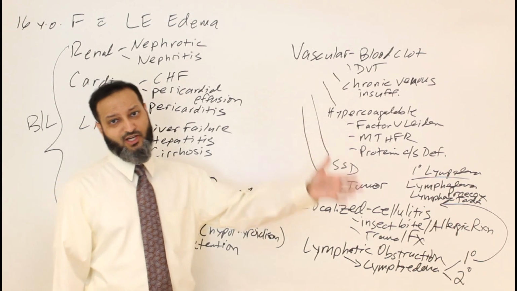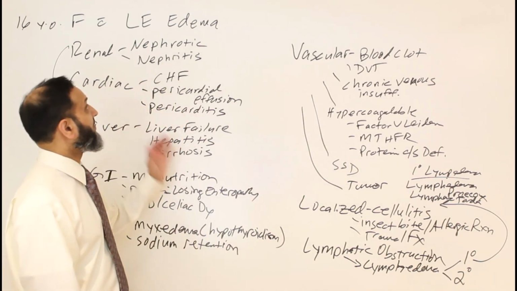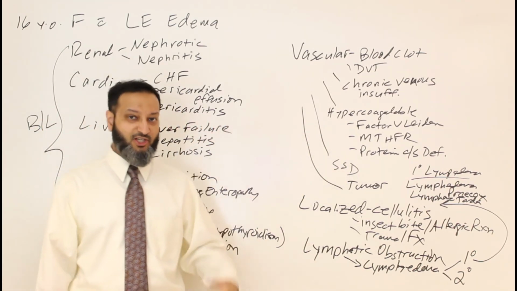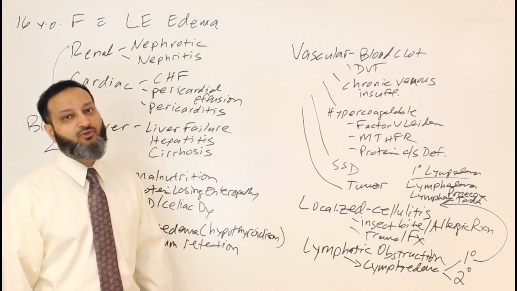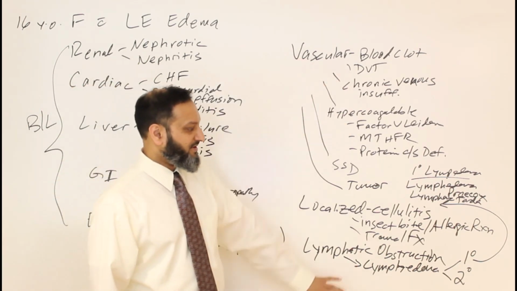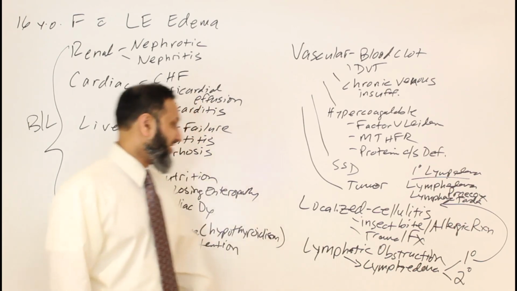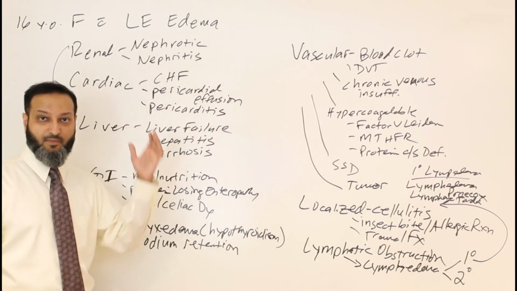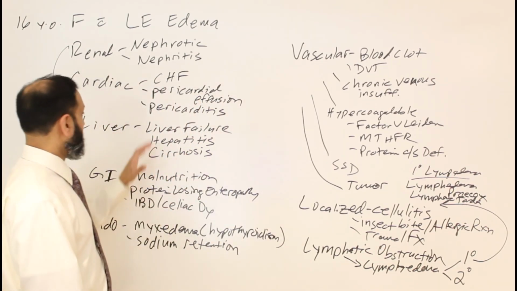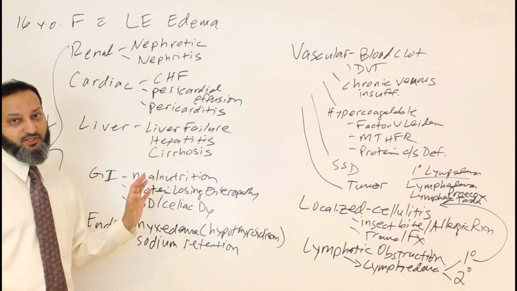So again, this is the differential diagnosis of a patient coming in with lower extremity edema. Our patient had unilateral right-sided lower extremity swelling. So we were thinking about these things on the differential, but if a patient comes in with bilateral edema and bilateral lower extremity swelling, then you have to broaden your differential and think about some of these other categories.